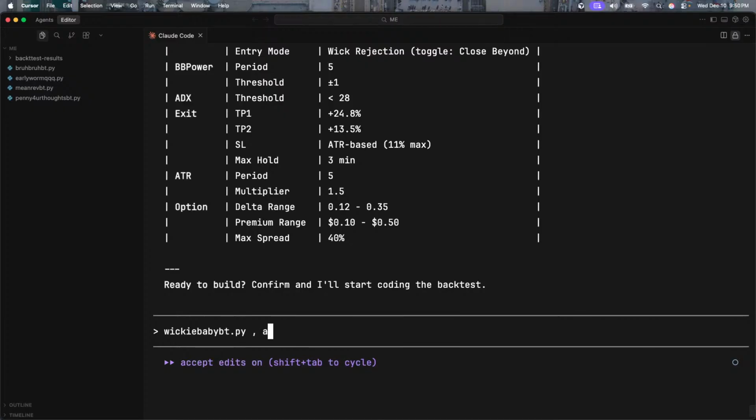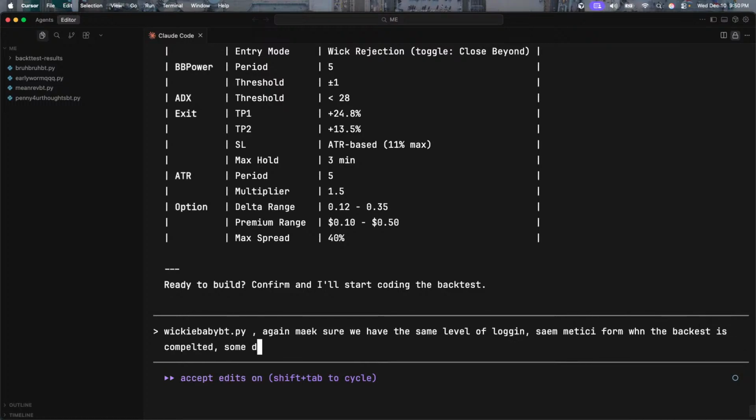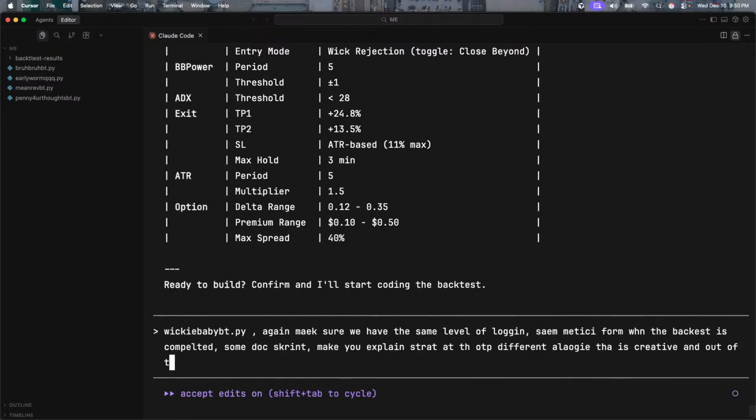All right, bet. Again, make sure we have the same level of logging, same metrics for when the backtest is completed, same doc strings, right? Make sure you explain the strat at the top, different, and y'all are going to see what this makes sense once we actually get there. Different analogy that is creative and out of the box. Now proceed.